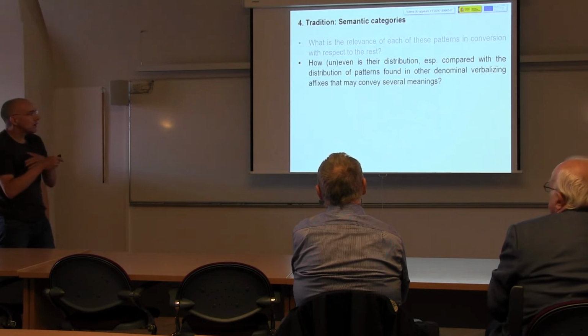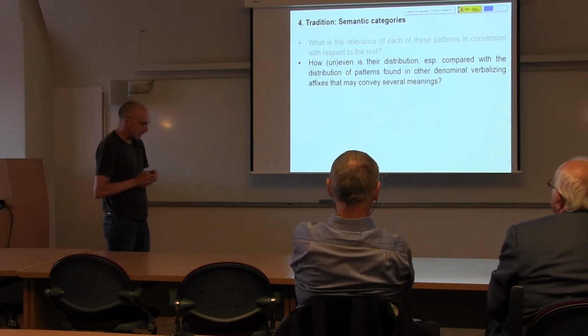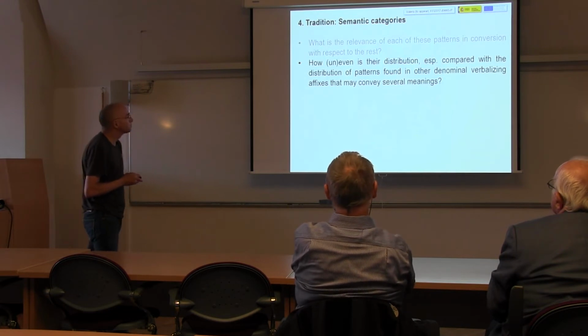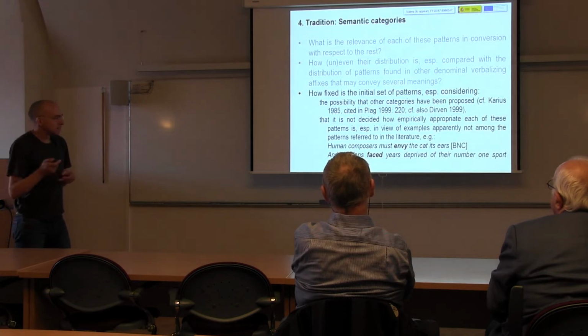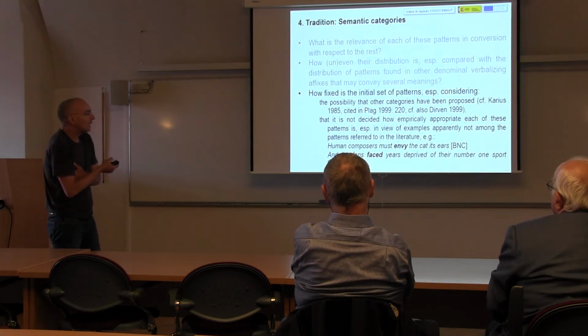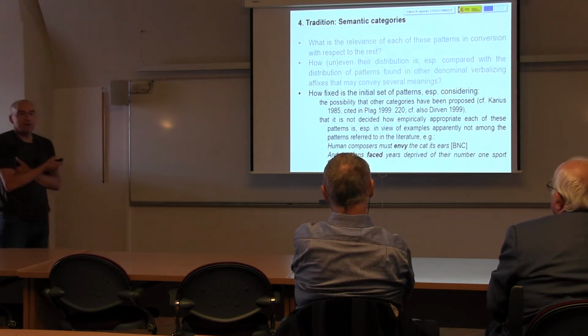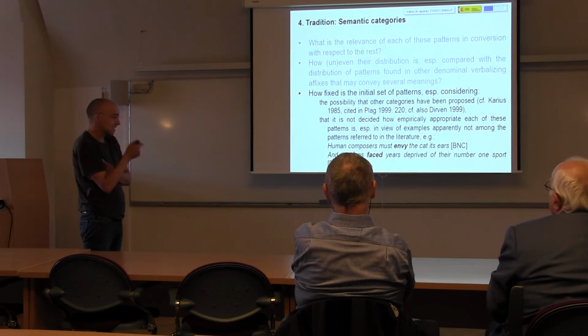How do they arrange themselves in the case of polysemous items? And then how fixed is this list? Because, as I said, other categories have been proposed, but it is unclear how relevant they are. And second, as far as I know, there was no experimental research to tell how representative the list of 10 semantic patterns is for conversion.